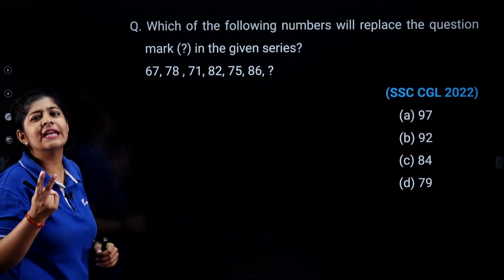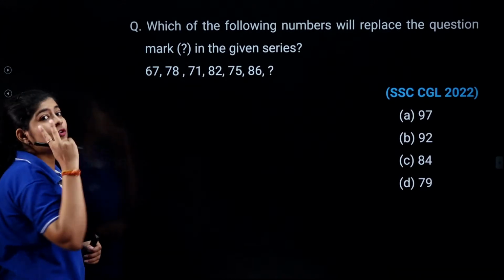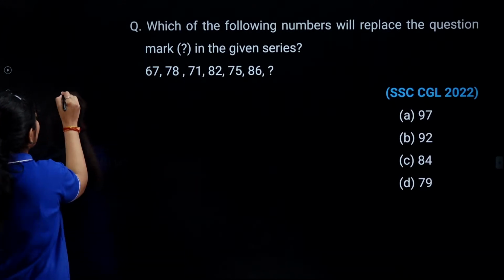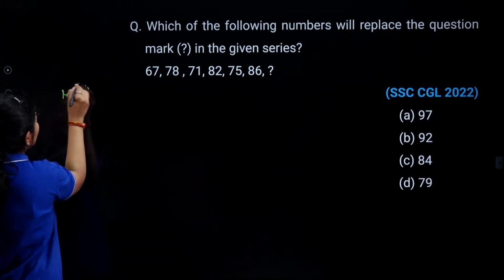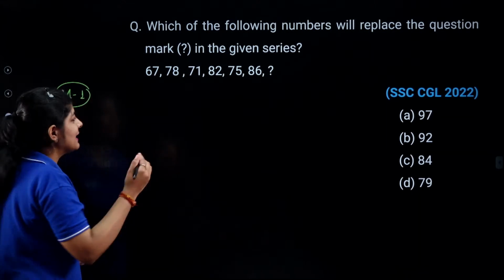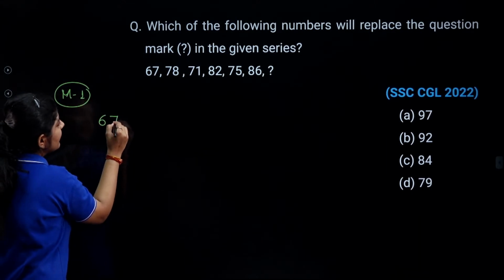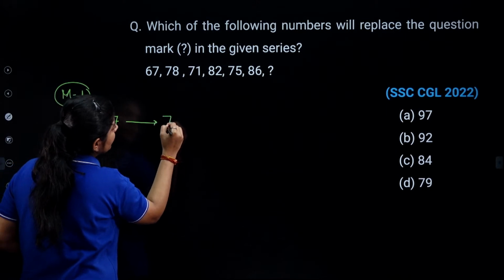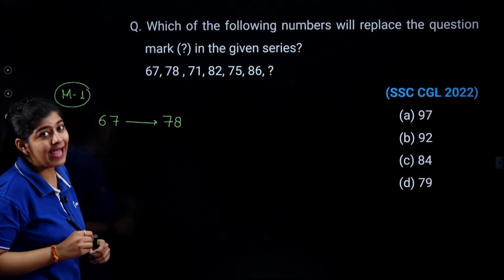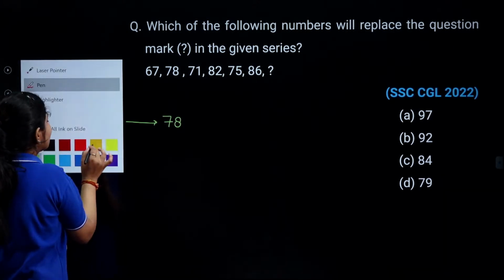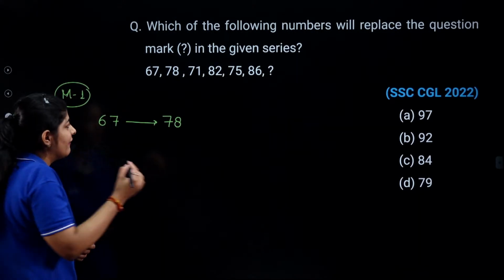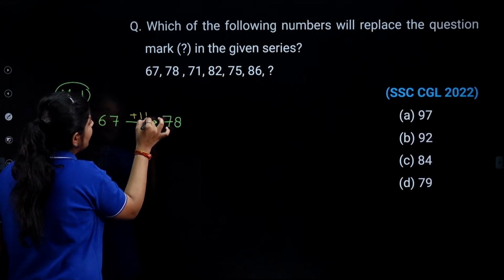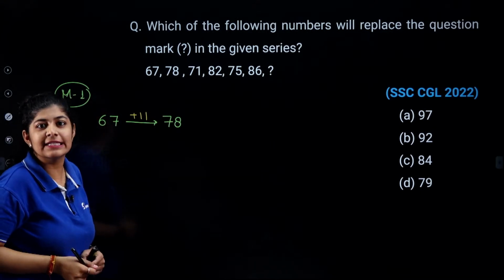Here we can easily identify the answer in two methods. Let's see the first method. Method number 1. Here I can easily sense that the 67 is changed into 78. What is the difference that I am getting over here? I can easily say that there is a difference of 11. If I add 11 to 67, I'll easily get 78.